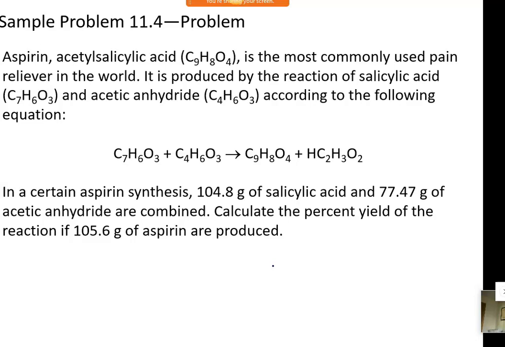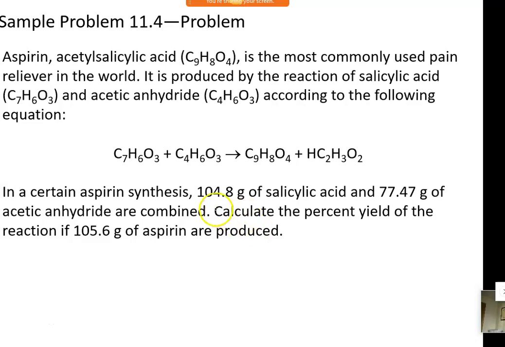Okay. All right, so here is another problem. Aspirin, which is also called acetylsalicylic acid, say that 10 times fast. I know someone right now is doing it. It is the most commonly used pain reliever in the world. It is produced from reacting salicylic acid with acetic anhydride. Here's the equation. Notice it is not balanced. Actually, no, it probably is balanced. 9, 10, 11. Yeah, it is actually balanced.